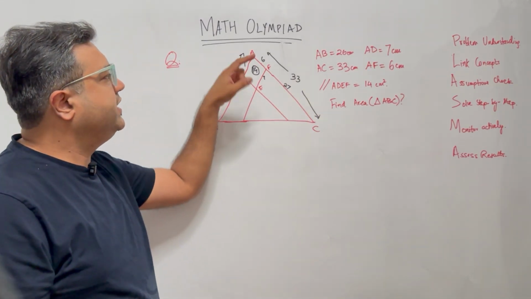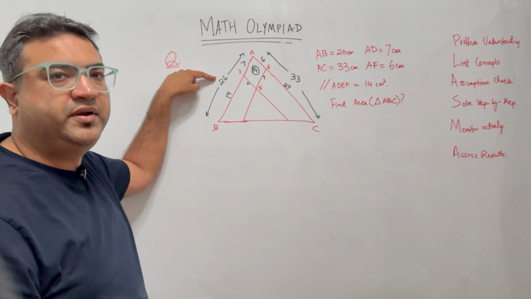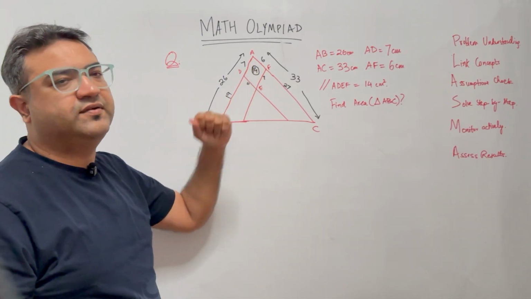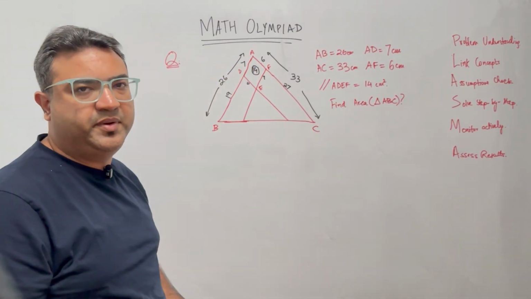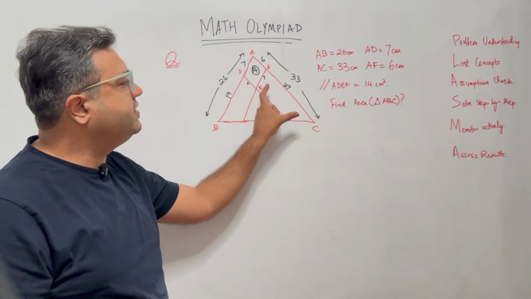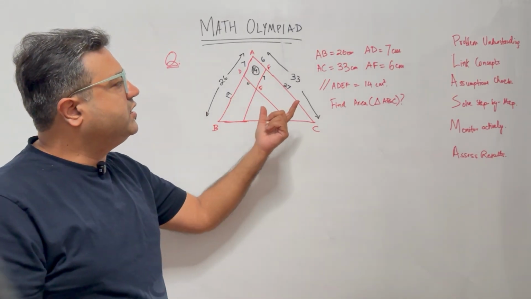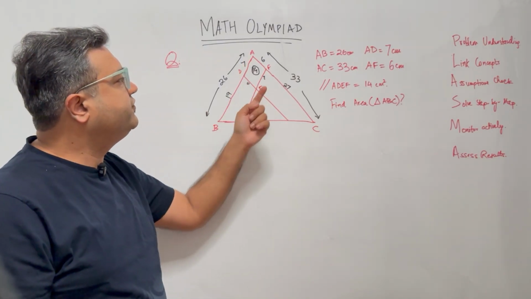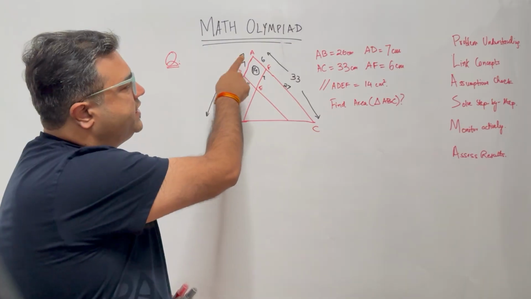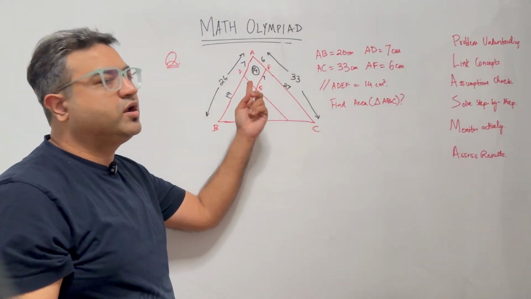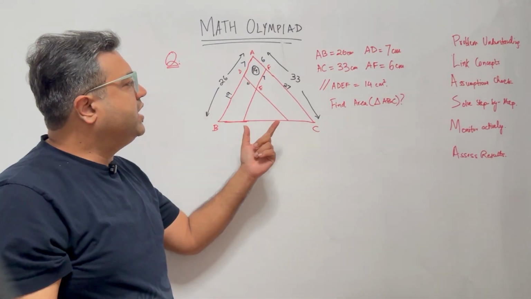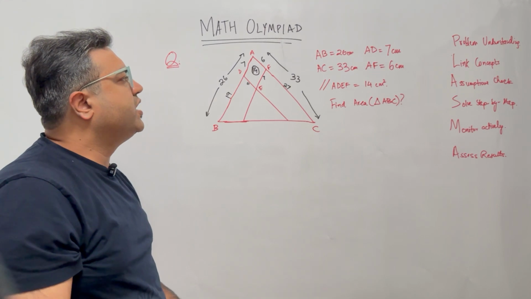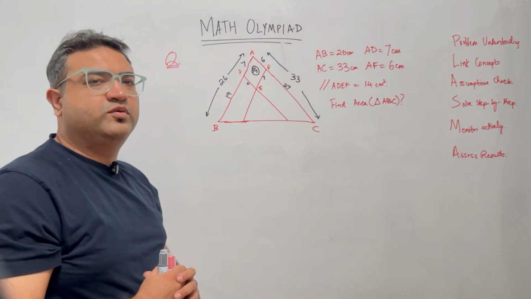It is given that AB is 26 centimeter, AC is 33 centimeter, AD is 7 centimeter, AF is 6 centimeter. So I've calculated BD and CF. Then we are given the parallelogram, which is formed by AD, EF. So AD and EF are parallel, DE and AF are parallel. So this parallelogram's area is 14 centimeter square. And the question asked is, we have to find the area of the whole triangle ABC. Okay, so let's get into the video and solve this problem.